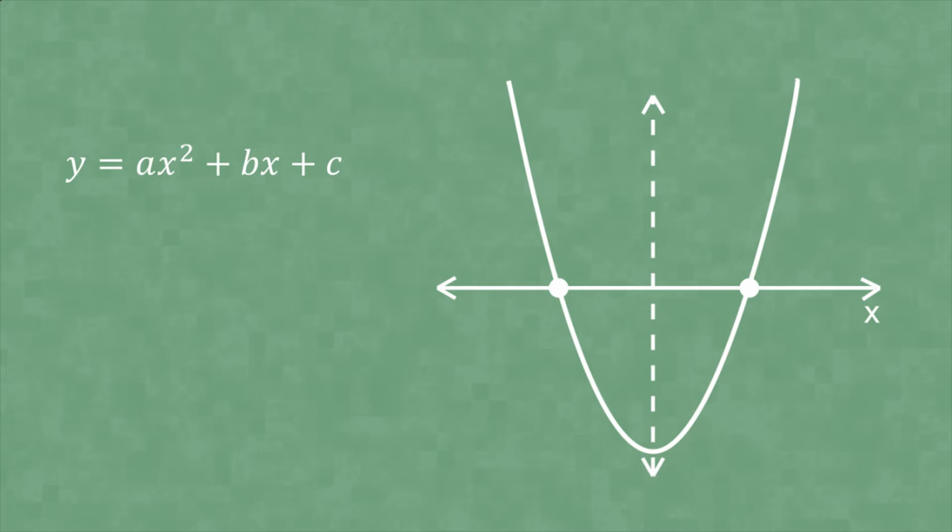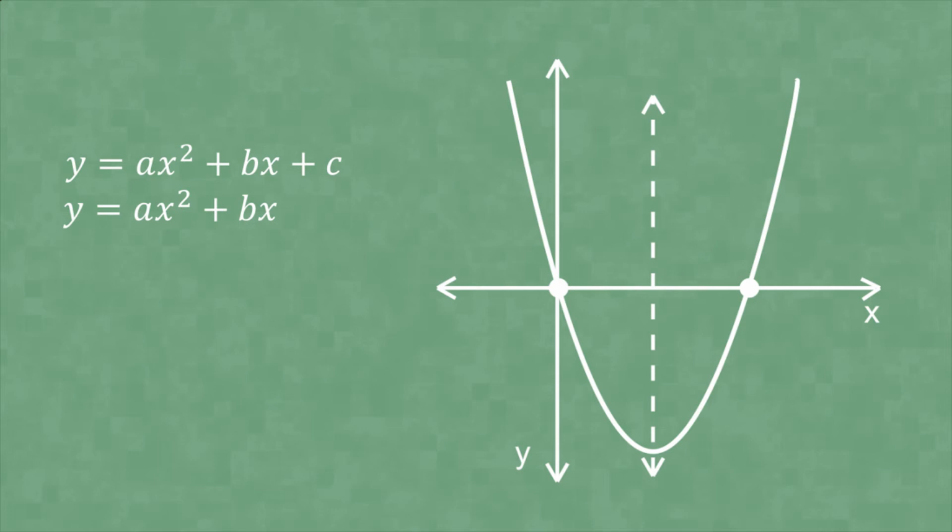Remember, c doesn't change the line of symmetry because it just shifts the graph up or down, so we can ignore it and just think about an equation of the form y equals ax squared plus bx. Students should recall that x-intercepts occur when y equals 0, so the x-intercepts are the solutions to this equation, so let's factor it. When is this satisfied?